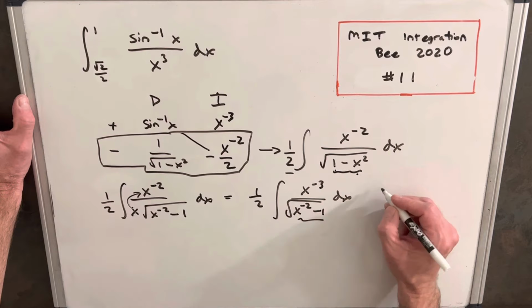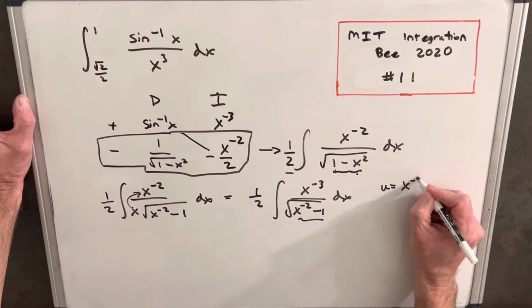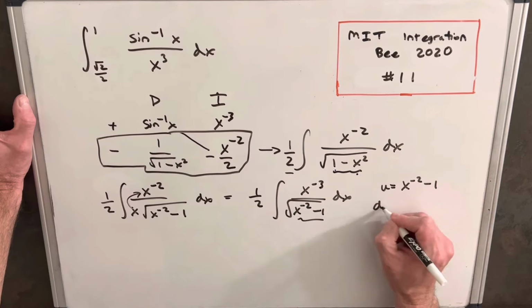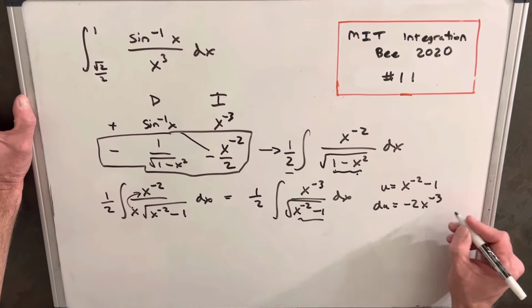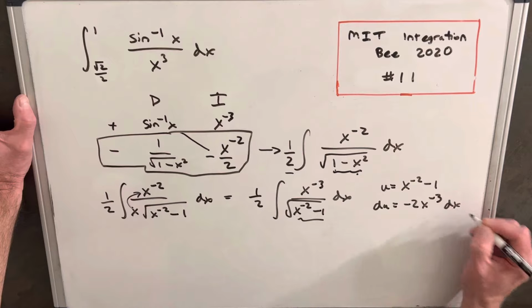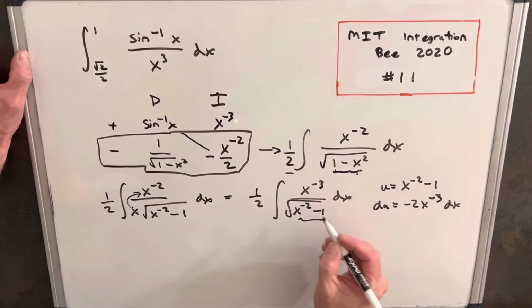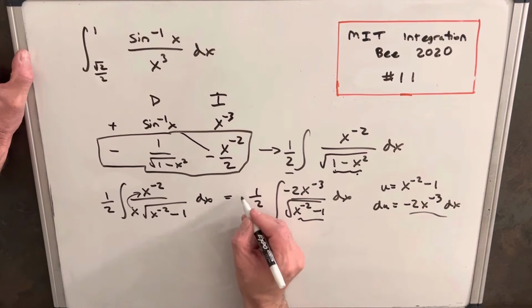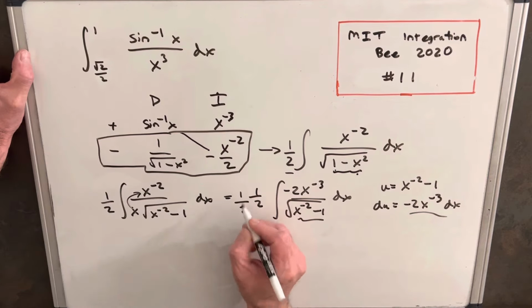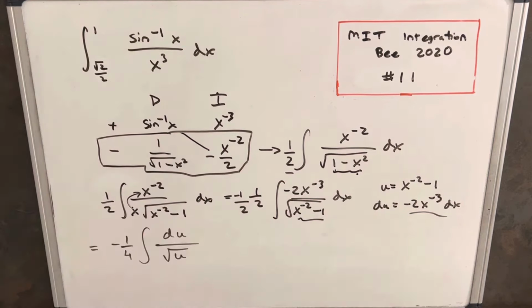So let's make this our u. So u is x to the minus 2 minus 1. du is going to be minus 2x to the minus 3 dx. So that's going to work out nice. And what I'm going to do is I'm just going to add a minus 2 right here in order to make this work a little nicer. And we'll just have to bring a minus 1/2 out here. Okay, so now I've multiplied out minus 1/2 and 1/2, and we got our minus 1/4 out front.